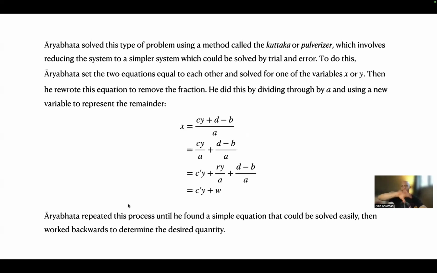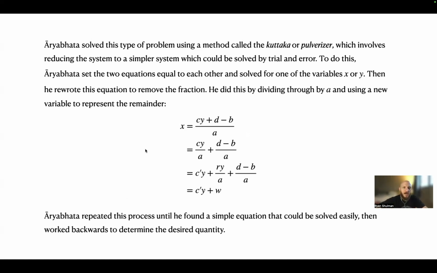And then he would solve for one of the variables, either x or y. And you have to be careful about which variable you solve for. You can't do it arbitrarily. You actually have to solve for the variable that has the smaller coefficient. So once he would solve for this variable, then he would rewrite that equation in order to remove the fraction.